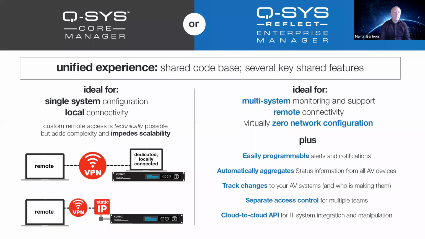The ability to track who's making changes to your system, either locally or remotely, is inherently part of Enterprise Manager, not available in Core Manager. And the ability to set up access control for different team members working on different sets of systems, again, is inherently part of Enterprise Manager, not Core Manager. And then finally, the ability to pull that data out into a third-party software application comes from the cloud-to-cloud API in Enterprise Manager only. This is a snapshot of the differences today. What you should know is that from an ongoing software development perspective, the vast majority of the new stuff that you see will be going into Enterprise Manager.